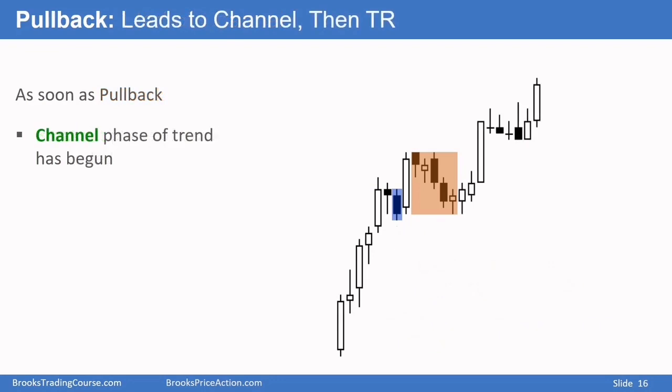And here, the channel phase has begun. We pull back again, a double bottom, a higher low double bottom, but we're making higher lows and higher highs. So it's a channel. And this particular channel is fairly tight.